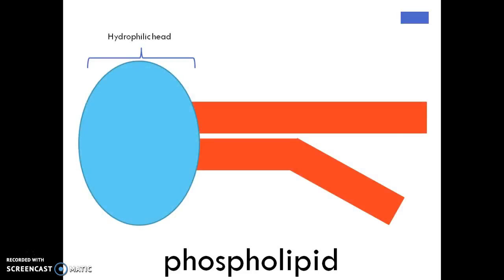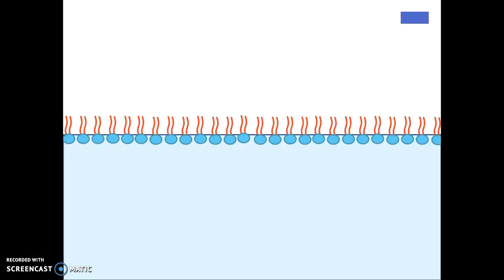That polar region is considered the hydrophilic head because it likes water. It's able to dissolve in water. The fatty acid tails are hydrophobic. They don't like water. So when you put a phospholipid in water, the tails will float upwards towards the air while the heads mix with the water really nicely. And so we can form this little layer of phospholipids along the surface of our liquids.